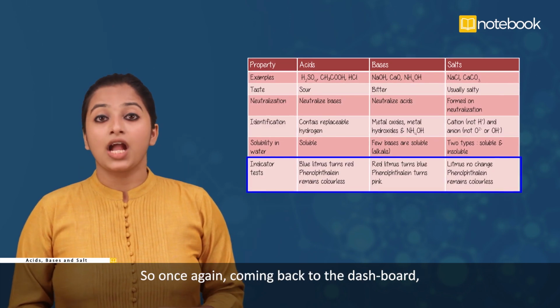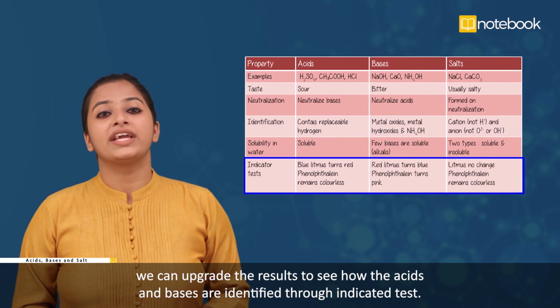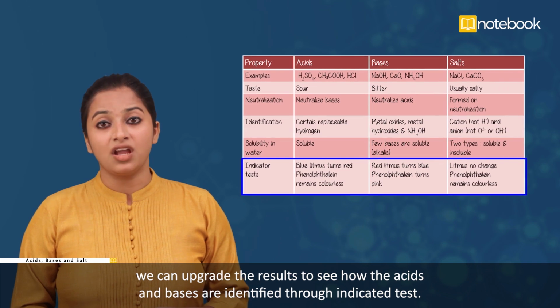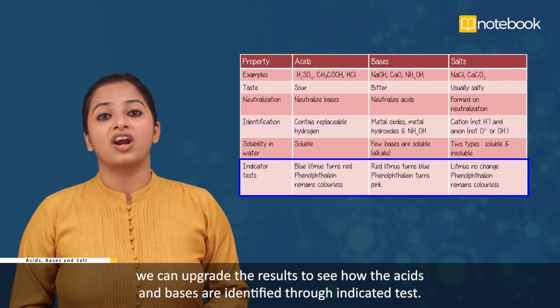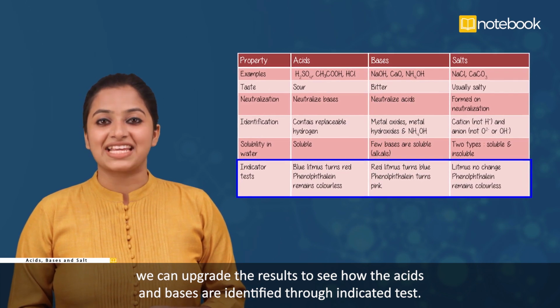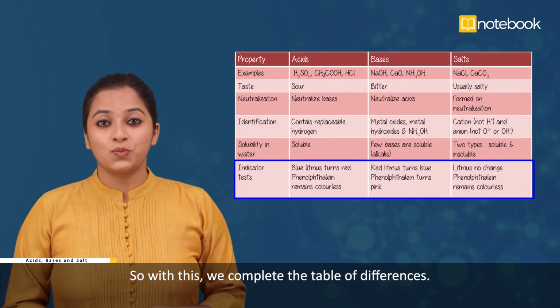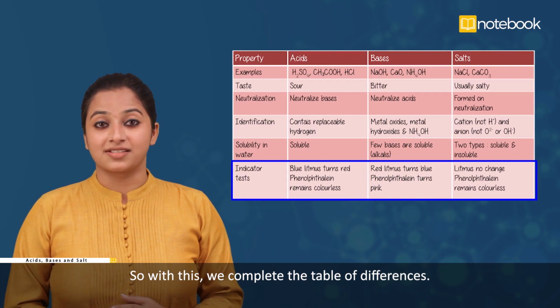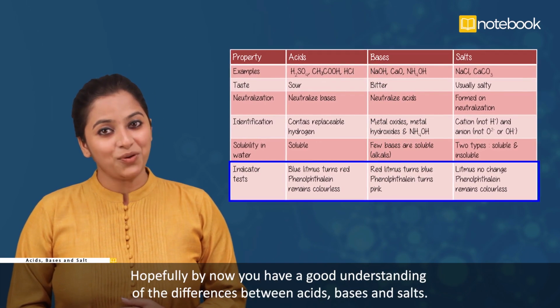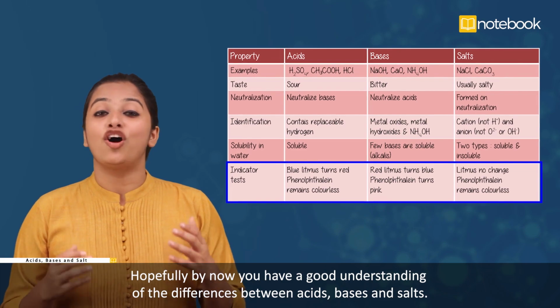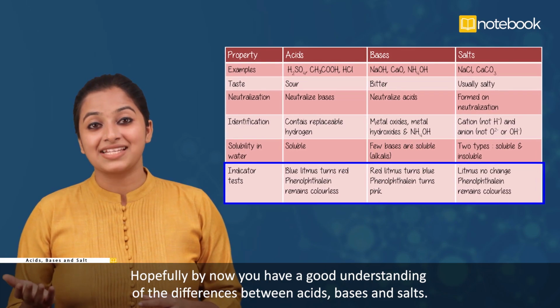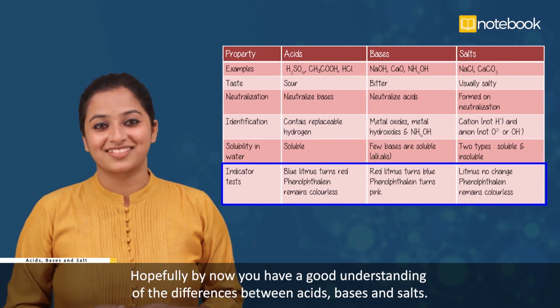So once again, coming back to the dashboard, we can upgrade the results to see how the acids and bases are identified through indicator test. So with this, we complete the table of differences. Hopefully, by now, you have a good understanding of the differences between acids, bases, and salts.